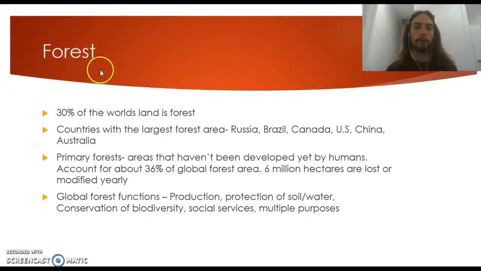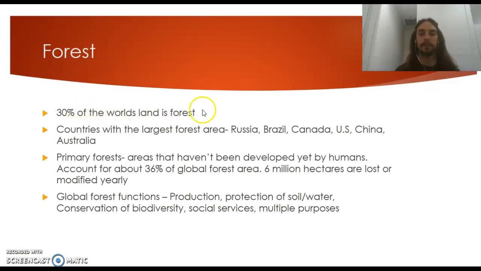All right, let's get into forest. Forests are my favorite things. 30% of the world's land is forest, and countries with the largest forest area are going to be Russia, Brazil, Canada, United States, China, and Australia. So if you've noticed something here, the United States and Russia have a lot of natural resources, and that's what makes them be able to be so profitable and so strong in the world's economic and political scenes.